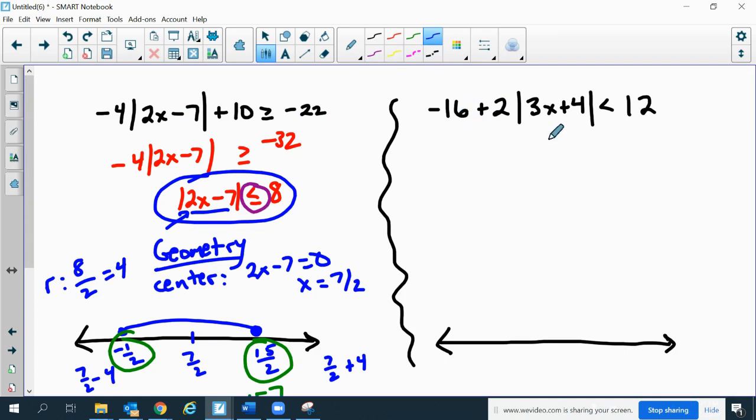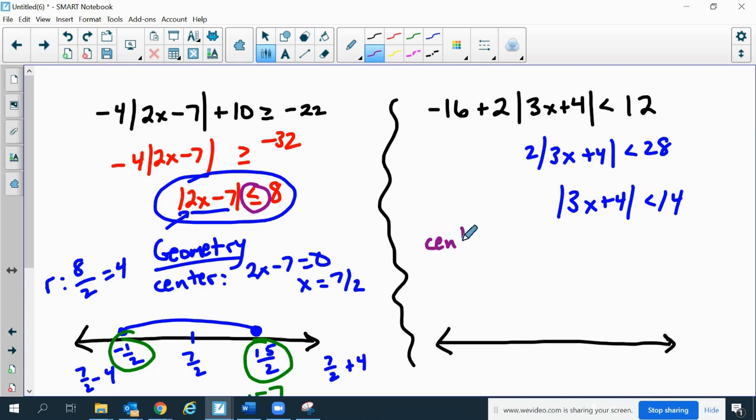Finally, we'll do one more example. So if I add 16, I get 2 times the absolute value of 3x plus 4 is less than 28. Then I divide by 2, so I get absolute value of 3x plus 4 is less than 14. So now I can take the center. The center is when 3x plus 4 equals 0. So x equals negative 4/3.